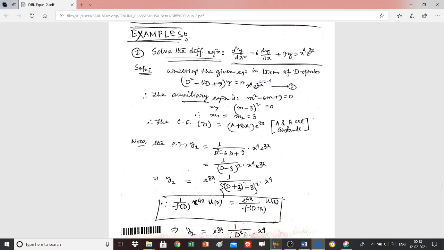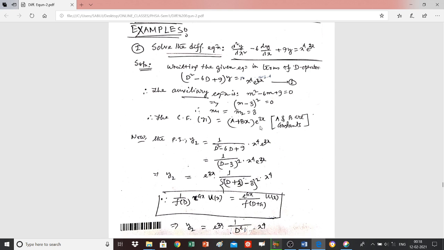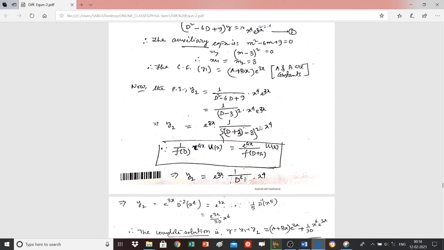I am not dealing much with the complementary function. You know the process, the method, how to solve. But finally here the auxiliary equation has two solutions, m1 and m2, both equal, and that is equal to 3. So the complementary function is (a plus bx) e^(3x). You know that a and b are arbitrary constants.